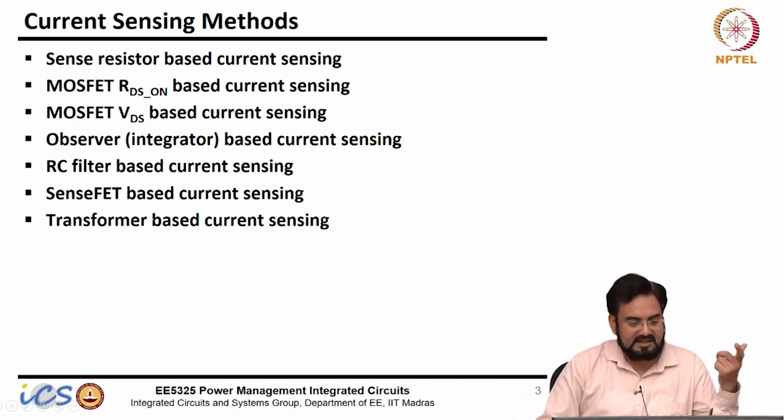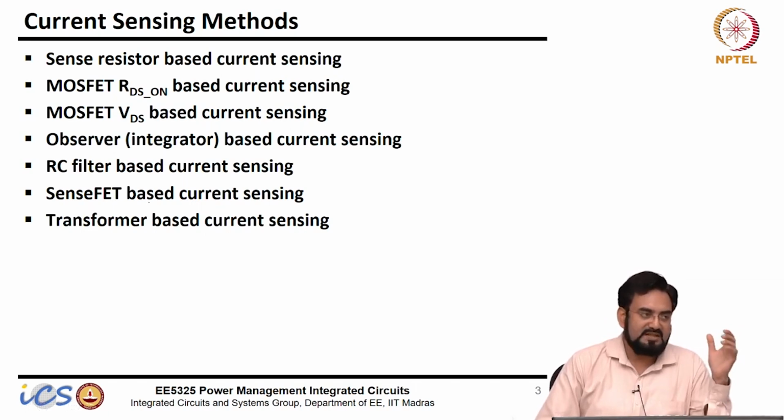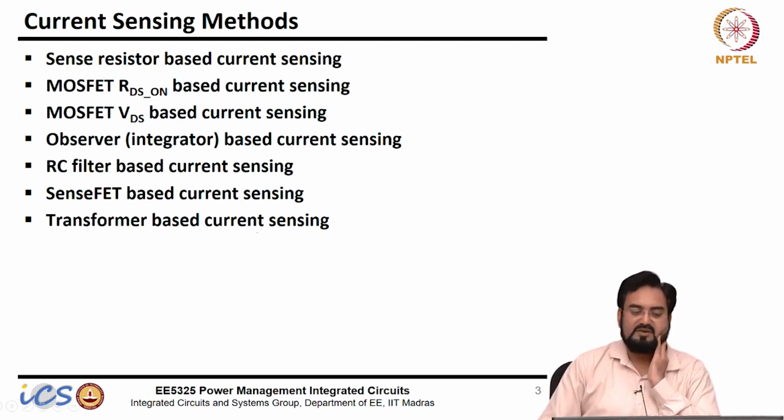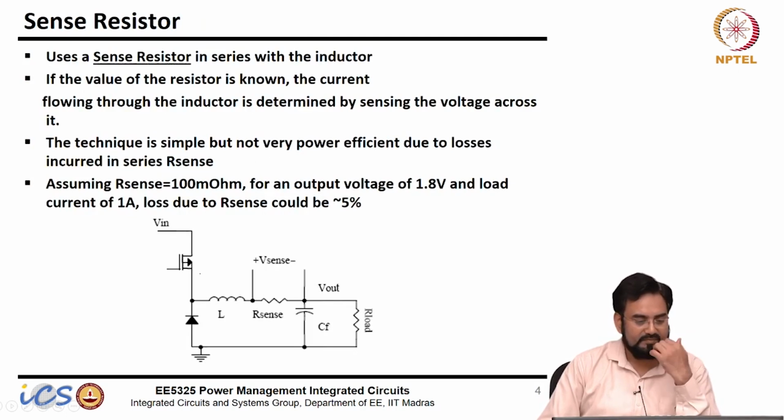So that contains the current information. If you choose your RC value properly, then it will give you the exact current information. Otherwise, it will be different. Then sense transformer based current sensing. The last one we hardly use for on-chip converters. This is mostly used in power electronics. So this is your sense resistor based.